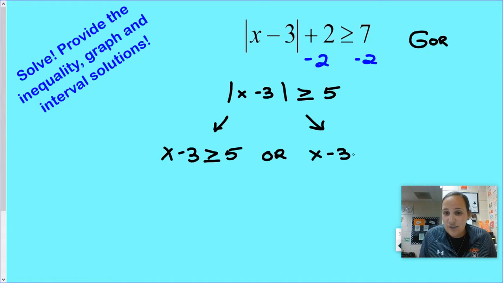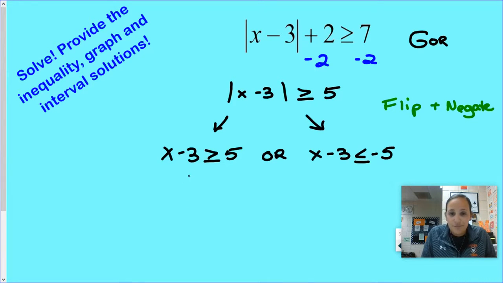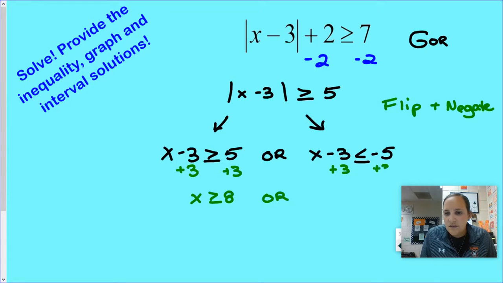So it's still x minus 3, and now remember the rule is I need to flip and negate. So I'm going to flip that sign, and it's become less than or equal to, and then I have to negate the answer. It becomes negative 5. So now I solve the problem, and I've got x is greater than or equal to 8, or x is less than or equal to negative 2.